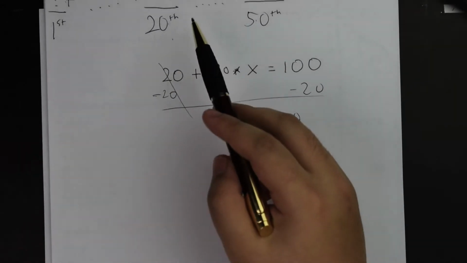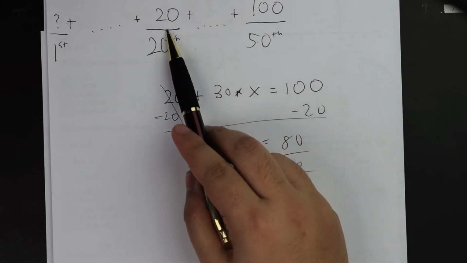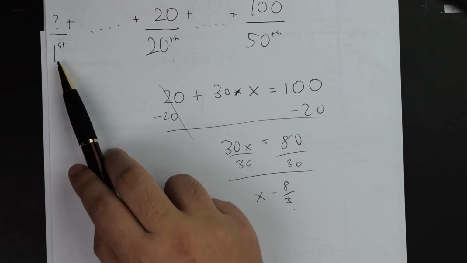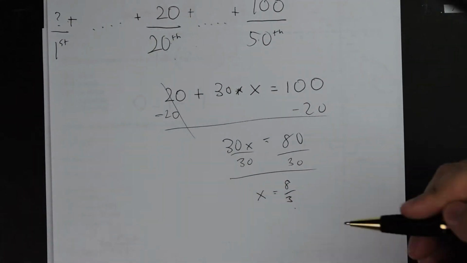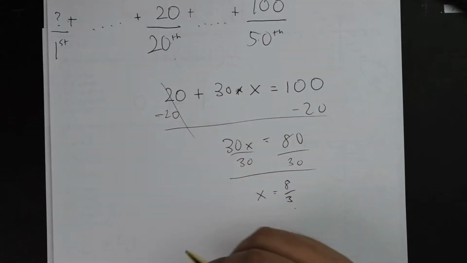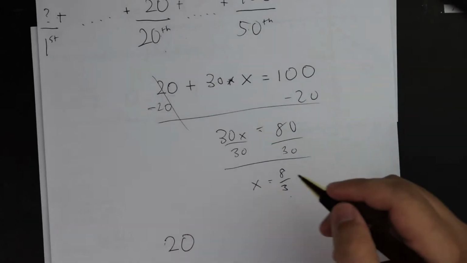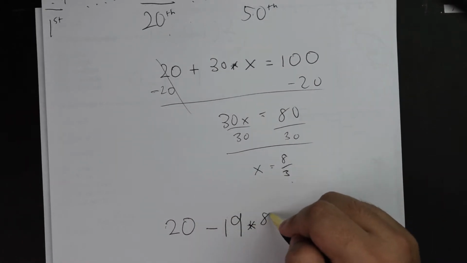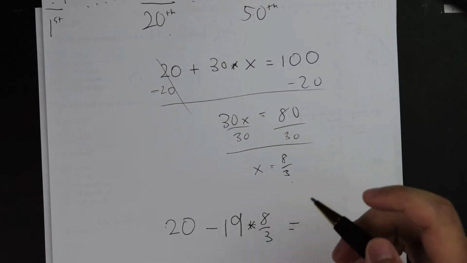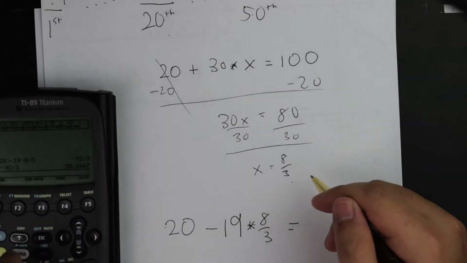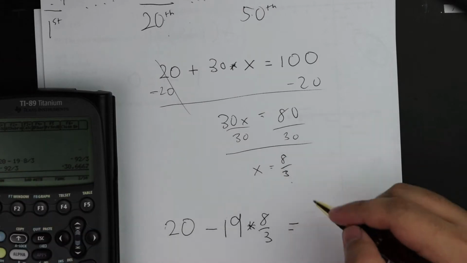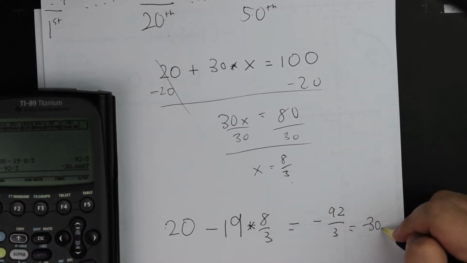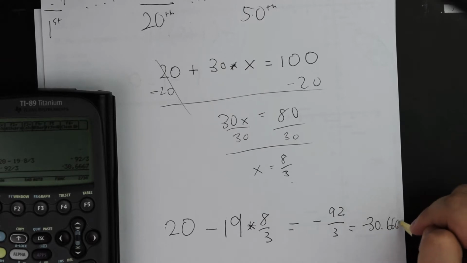Afterwards, I need to take this 20th term value and now subtract until I hit the first term. And so 20 minus 1 is 19, which means there are 19 gaps between the first term and 20th term. So I'm going to start at 20 again. Now I'm going to subtract 19 times the 8 over 3 because there's that many gaps. And thus, when I punched it into the calculator, 20 minus 19 times 8 over 3 is negative 92 over 3, which equals, in decimal format, negative 30.6667.